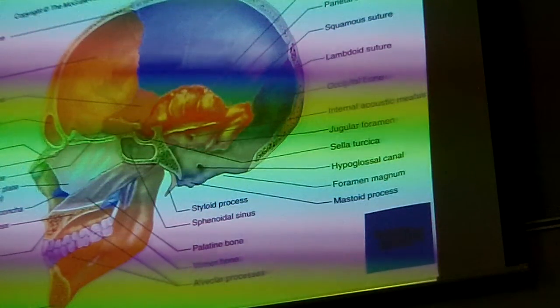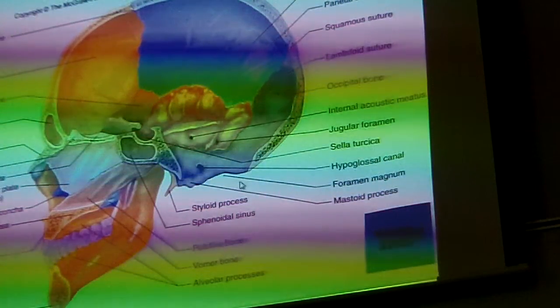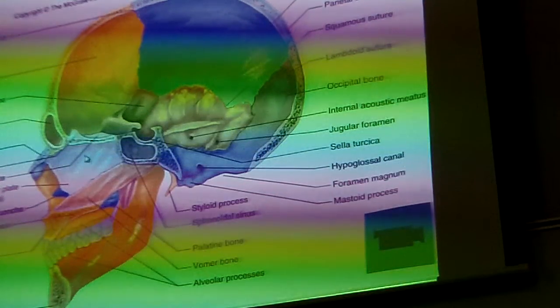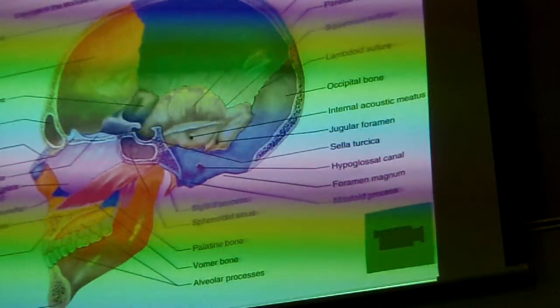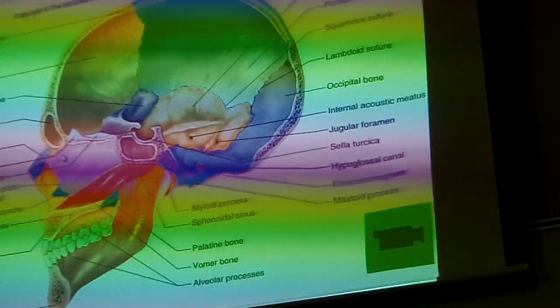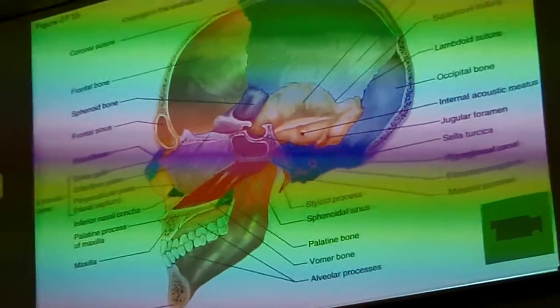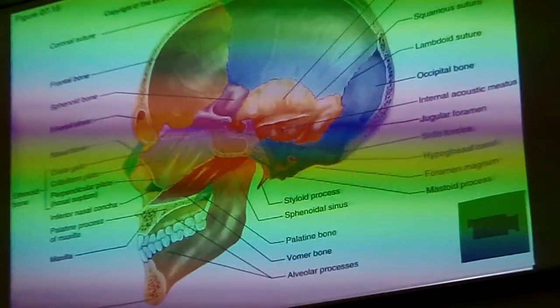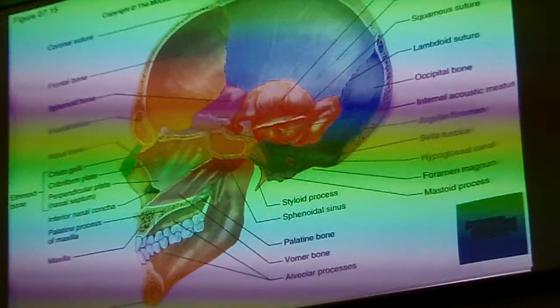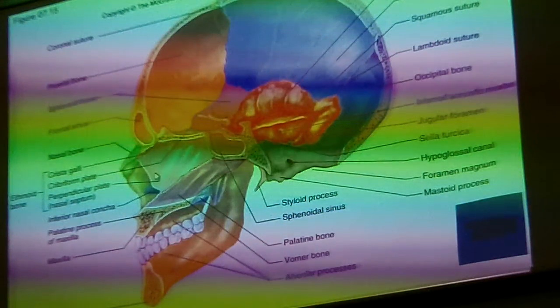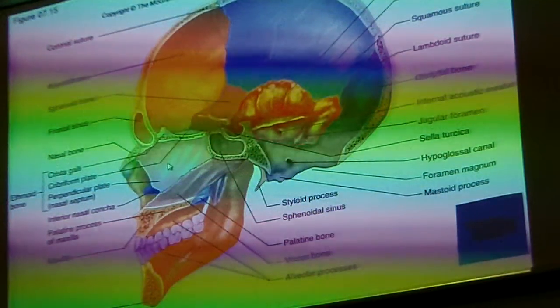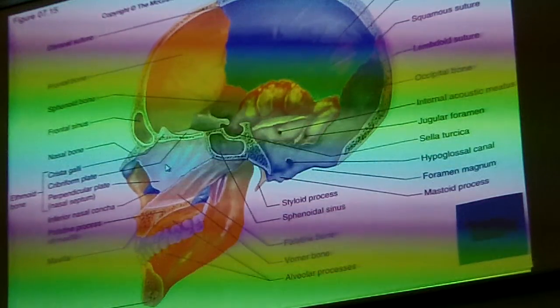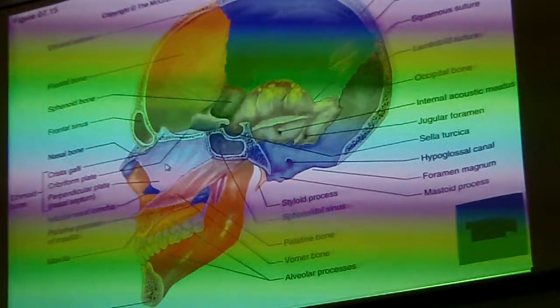Not all of these words are on your list. Oh, look at this plate right here, the perpendicular plate of the ethmoid bone. That separates the two nasal cavities. Your left nasal cavity and your right nasal cavity are separated by a thin sheet of bone right there. So you can't stick your finger in your nose and go over and get to the other side. There's a bone in the way.